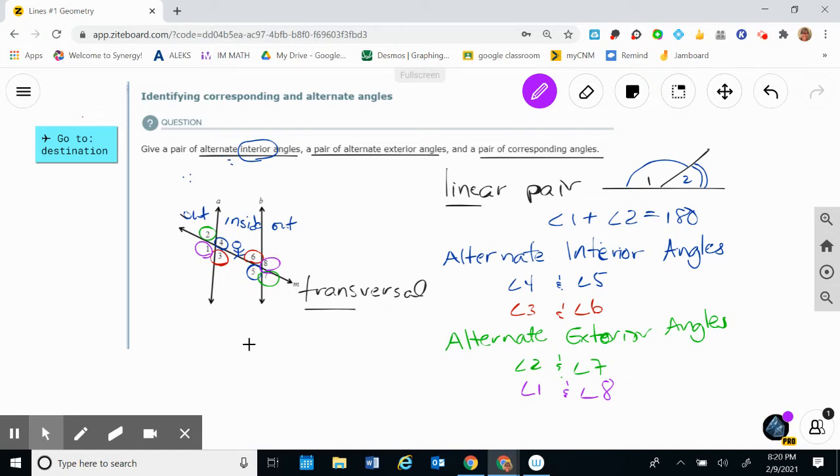Okay. And then the last one is corresponding angles. Now for this topic, they're only asking you to name one. Okay. It's corresponding angles.